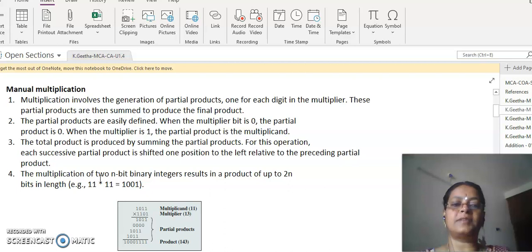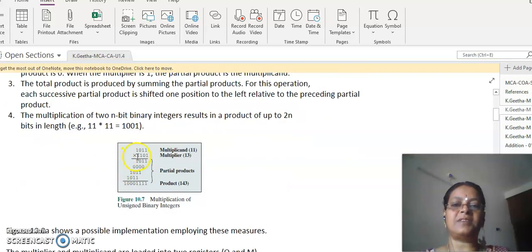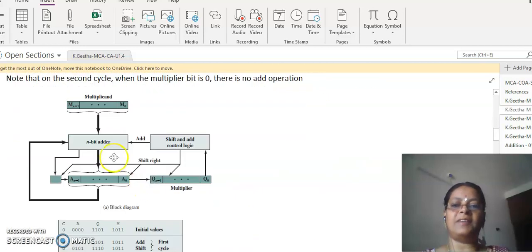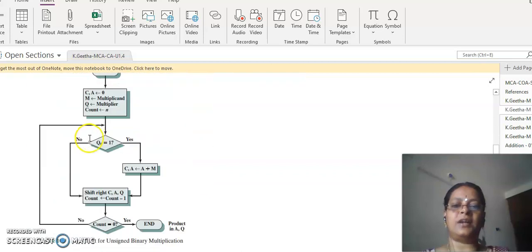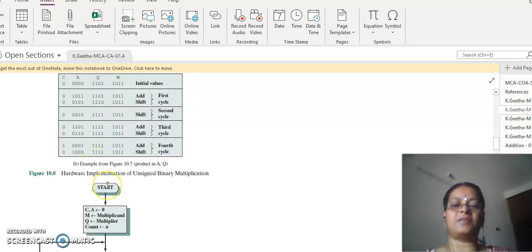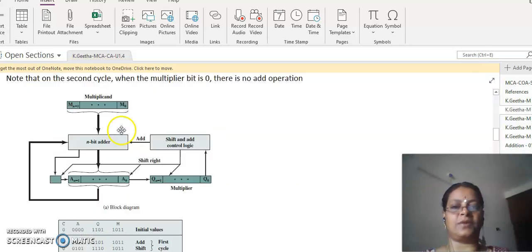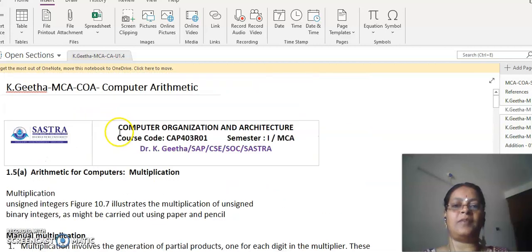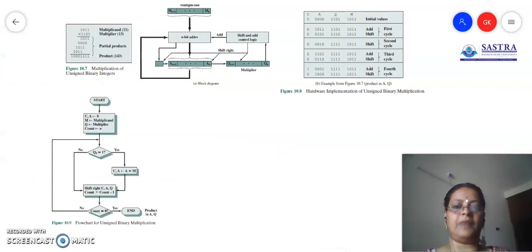The outline of this discussion is as follows. We will see how to manually multiply two numbers in binary, and then we will discuss the hardware setup required for this multiplication, and the flowchart or the algorithm which is available, that we will be implementing in the arithmetic and logic unit to perform the multiplication operation. Then the trace of this algorithm will also be discussed. So I have given the outline for today's discussion. Now we will proceed with the manual multiplication.